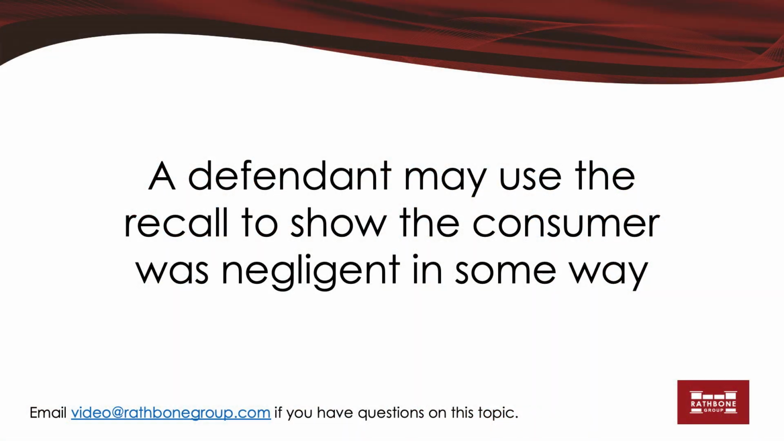When a product manufacturer can prove that it sent a notice to the insured, a lot of cases will see the product manufacturer try to use that to their benefit to say that the insured or the consumer was negligent in some way. So they'll say, this product was defective. We sent this notice out. We can prove that we sent it to the consumer at this address. In certain cases, they may be able to prove that the consumer received it.